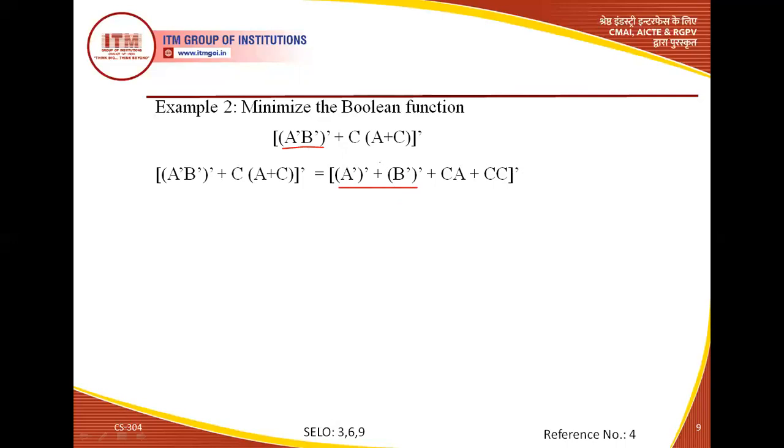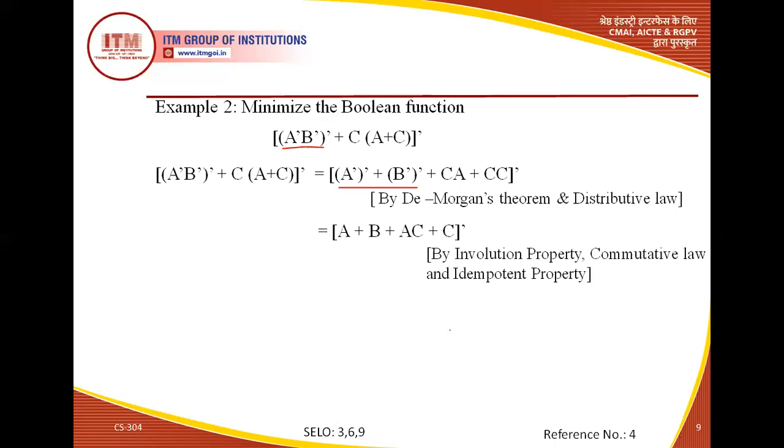And by using the distributive property, we can open the bracket, so it will produce CA plus CC. So by using De Morgan and distributive law, it can be written as A dash dash plus B dash dash, CA plus CC. Now by using the involution property, we know that A dash dash equal to A, similarly B dash dash equal to B.